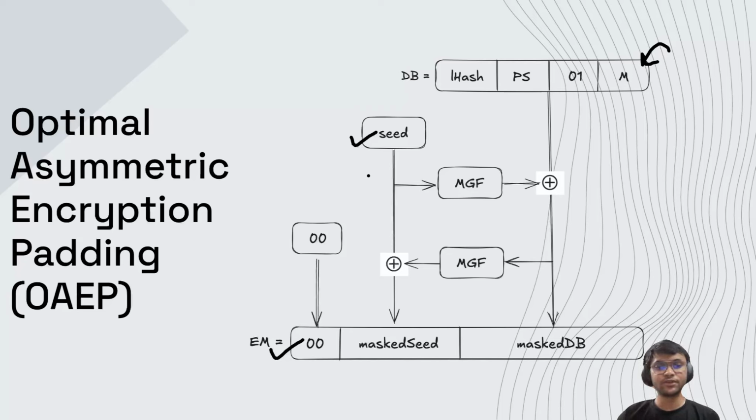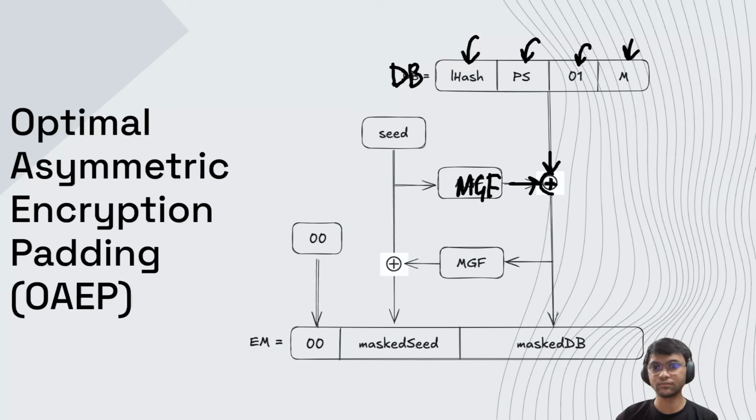On a higher level, let's try to understand the setup of this encryption padding scheme. We'll create a data block which will contain a hash, we'll soon find out what lHash means. It will also contain a padding string, a delimiter, and the message M. It will then be masked by a mask that is created by this MGF function. A seed will be chosen, which will be random again, and that seed will also be masked by the masked data that we just generated.